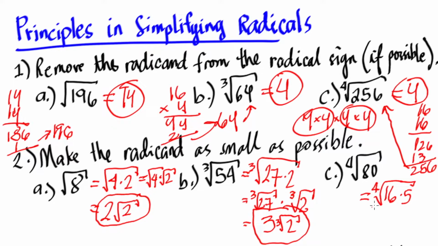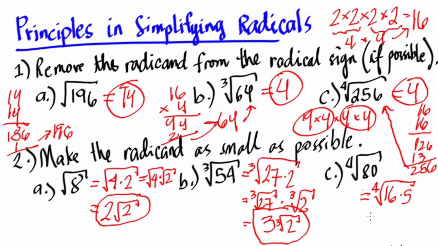And the fourth root of 16 is what number will you multiply by itself 4 times to give you 16? That's going to be 2, right? So 2 times 2 times 2 times 2 is going to give us 16. 2 times 2 is 4, 4 times 2 times 2 is 16. So we have 4 times 4, which is obviously equal to 16.